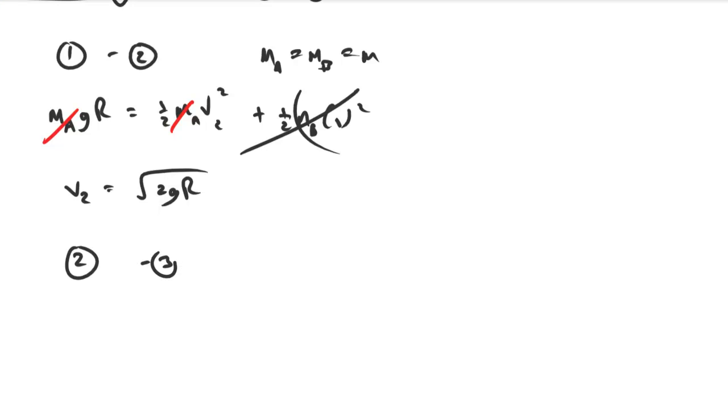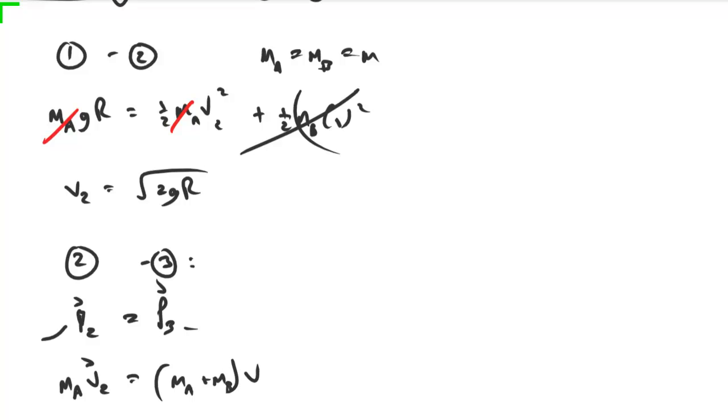So we have here the momentum at state 2 is equal to the momentum in 3. So this is before the collision, this is after the collision. The momentum before the collision was just the momentum of block A, since block B was not moving. And so this is going to be mass of A times V2 is equal to the momentum after, which is the total mass, mass A plus mass B, times their combined velocity, which we'll call V3, right? Since they're stuck together now.